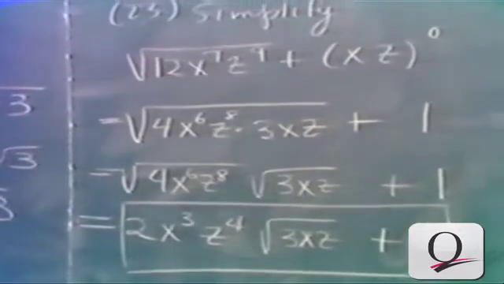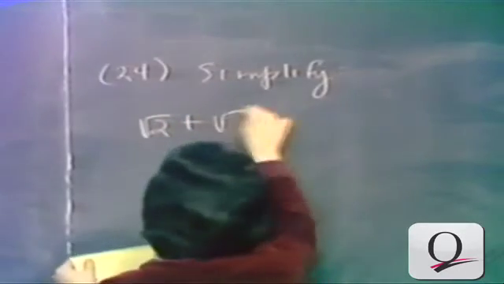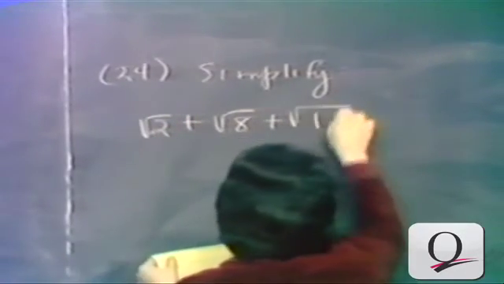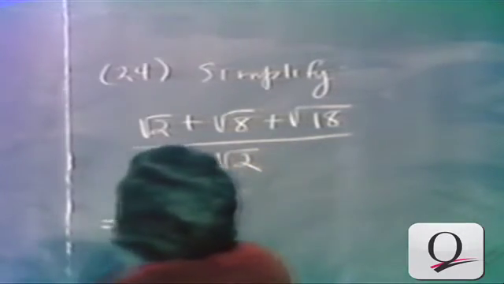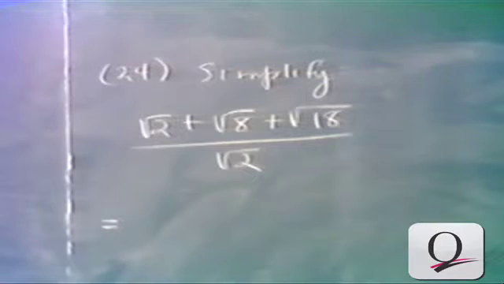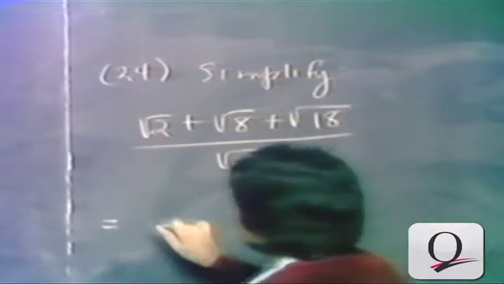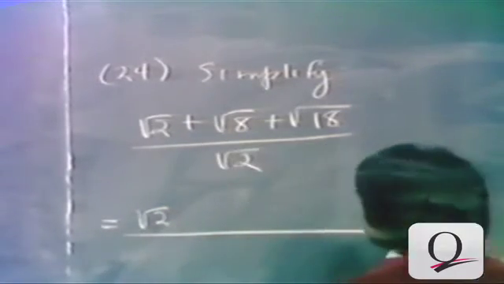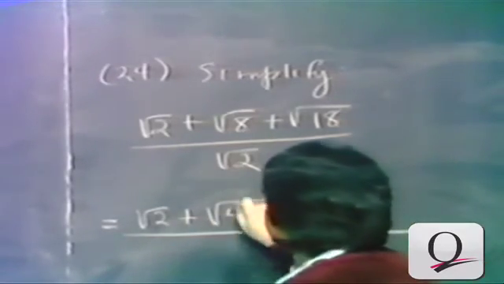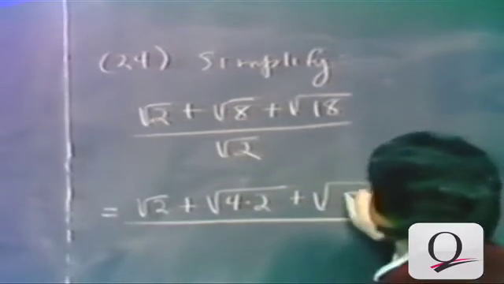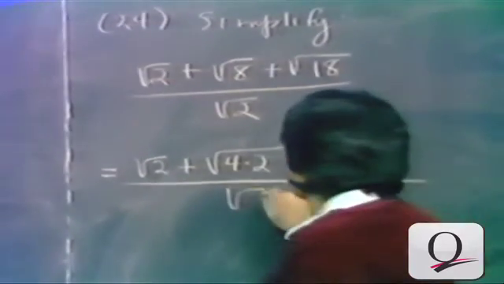In example number 24, we want to simplify the following: the square root of 2 plus the square root of 8 plus the square root of 18, all over the square root of 2. We're going to write everything in simplest radical form and see what we get. The square root of 2 is already in simplest radical form. The square root of 8 is the square root of 4 times 2. The square root of 18 is the square root of 9 times 2.